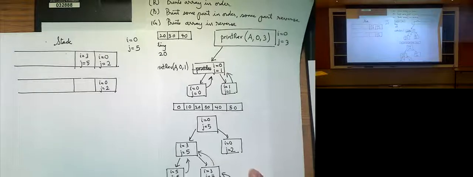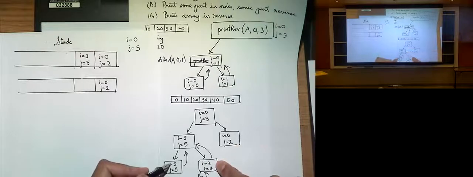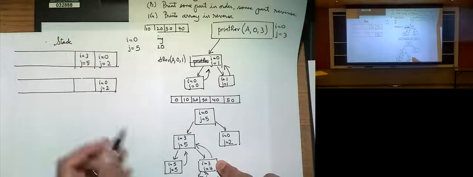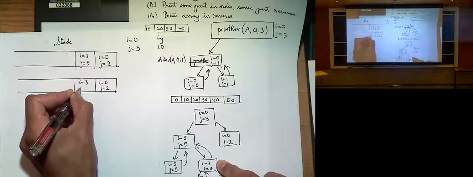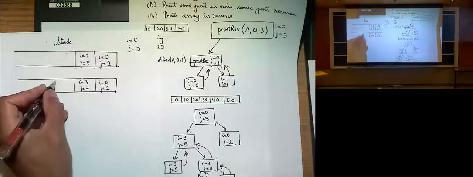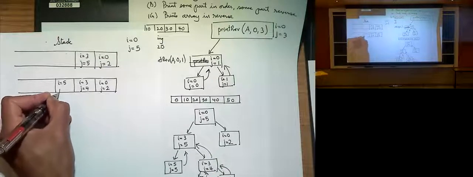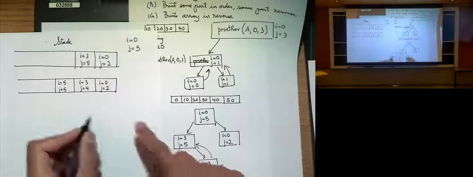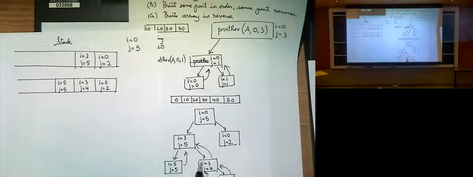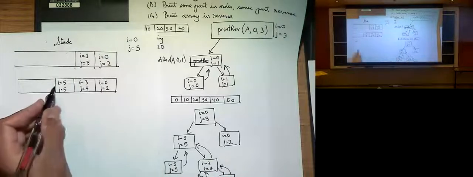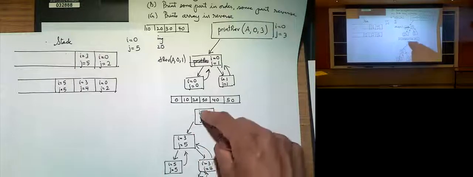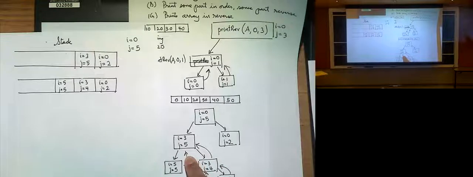So there are 2 calls. I push them in reverse order. So I go i is equal to 3, j is equal to 4. And then I push i equals 5, j equals 5. I push these onto the stack. Remember, I push it in reverse order. So first I push the second call, then I push the first call. That way the top of the stack is the current thing that I'm looking at.